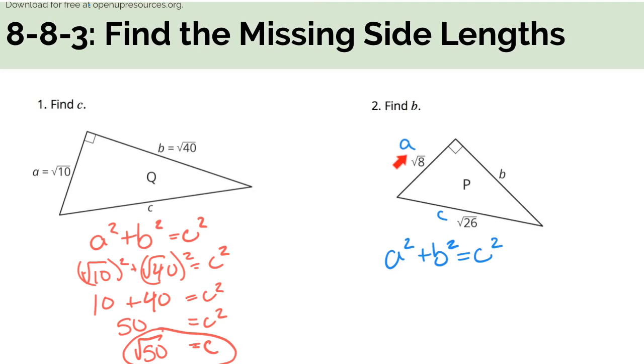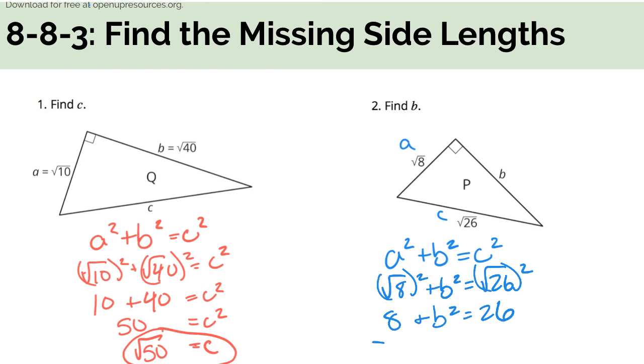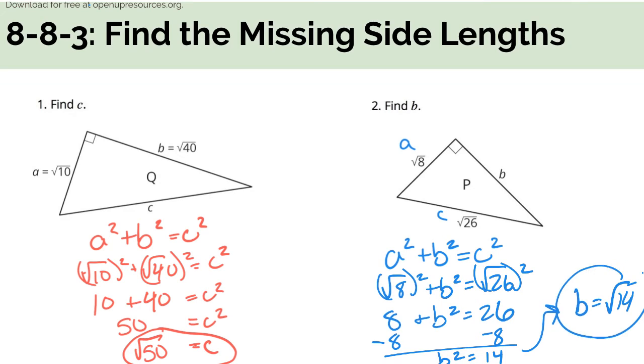In number 2, I labeled where my a and c are, and then I notice that I'm trying to find a leg, or b, and I'm going to fill in what I know to the Pythagorean theorem. I still don't know b, and I keep simplifying here. I need to get everything on one side. And so I get b by itself to just equal the square root of 14. Again, just leave it as a square root.